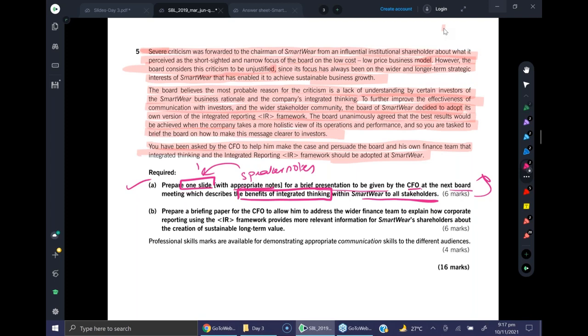But the audience for this particular slide is who? All stakeholders. So we have to be very generic in our discussion. We should be talking about the benefits to stakeholders one by one rather than using very specific finance terminologies. Please confirm if this requirement is clear. And please take care of the audience. You are making this slide for all stakeholders, to make them understand what you believe in. Yes, there are professional skills marks for both requirements together at the end, Kagan. Is this clear?